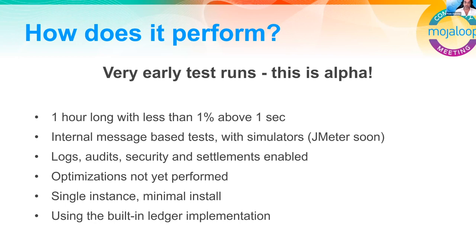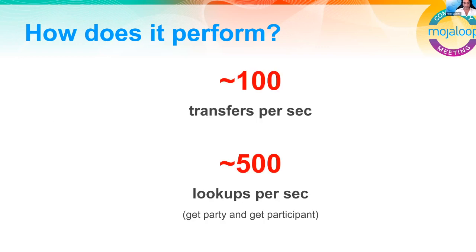Which is admittedly something that is not supposed to perform, because if you want performance, you need to use the Tiger Beetle ledger implementation, which you can. It's a choice in vNext. And it did this. So one instance with just one instance of each service in a very small environment did 100 transfers per second, and it did 500 lookups per second. And all of this with no errors and within 1 second response time.